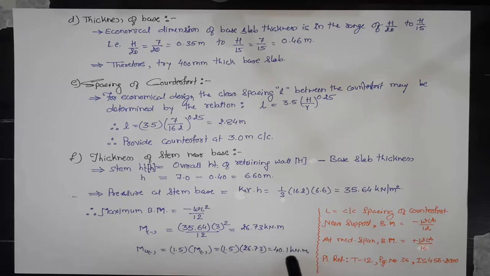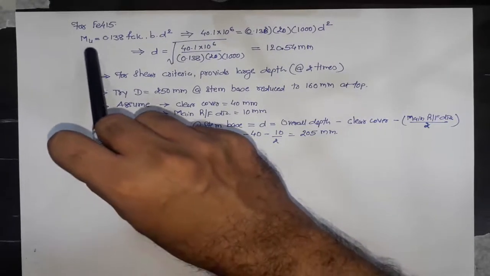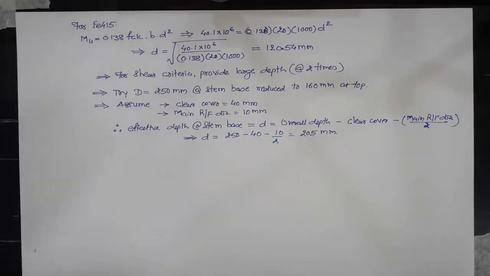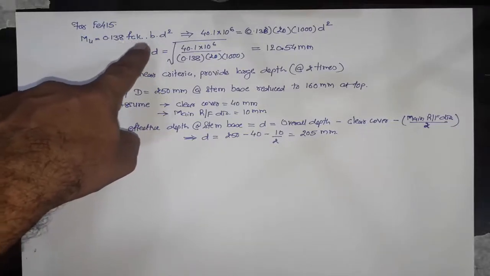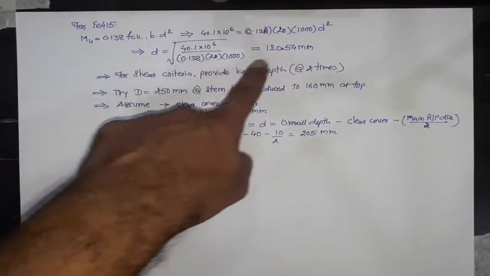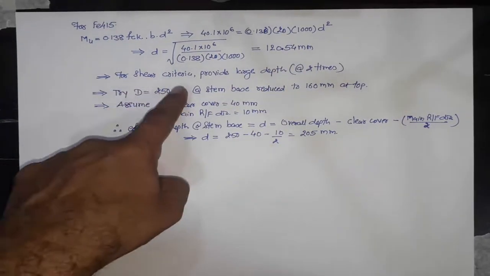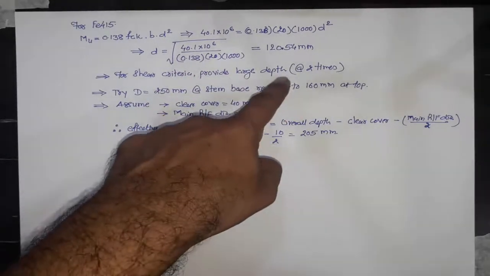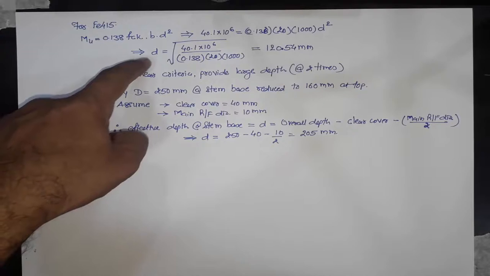Factored moment will be equal to 40.1 kN meter. For Fe415, we have Mu equals 0.138 fck bd square. Mu is 40.1 kN meter, fck is 20, b is 1000 mm or 1 meter length of wall, d is unknown. Substituting all these values, you will get d as 120.54 mm. Taking into account the shear criteria which we are going to check afterward, we will provide a larger depth, about 2 times what we have obtained in our flexural criteria.